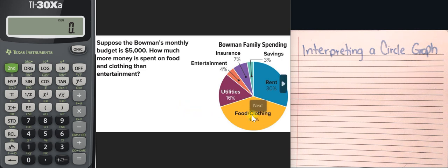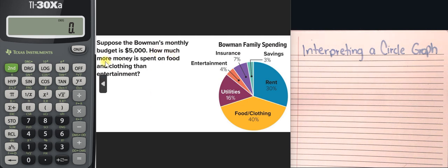So, for example, our food and clothing, we're spending 40%, or the Bowman's family is spending 40% of the 5,000. So, this represents that 5,000 inside of here. And each one of these sections represents the percentage of the 5,000 that's spent throughout the month. Okay, so let's look and see. The question that they ask us is how much more money is spent on food and clothing than on entertainment.